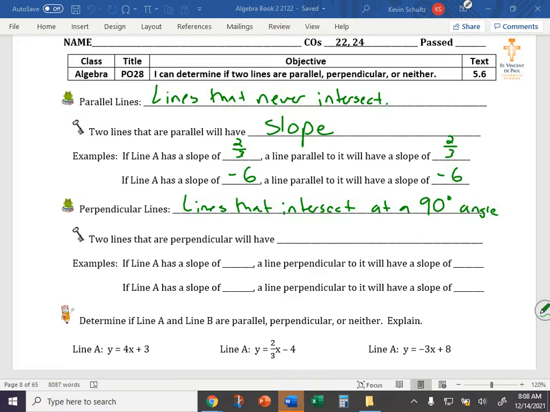Do they have to be 90 degrees? Yes, it is very specific. Write it down: perpendicular lines must intersect at a 90-degree angle. A 90-degree angle will look like that. Any other lines that do intersect but not at a 90-degree angle, that's where this neither comes into play. Either lines won't intersect, therefore they're parallel, or they will intersect. If they intersect at a 90-degree angle, they're specially called perpendicular lines, but any other intersection, they're just lines that intersect. Nothing really special about them.